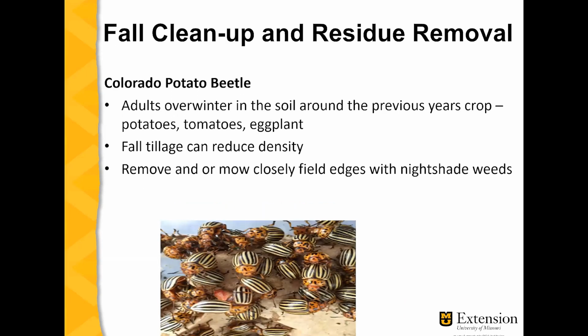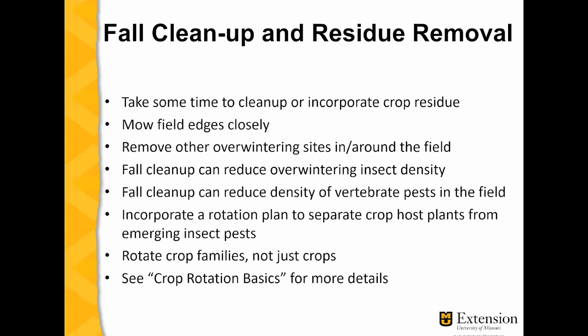Colorado potato beetles, a common pest of potatoes, tomatoes, and eggplant, overwinter in the soil around the base of the previous year's crops. Fall tillage can reduce the density by exposing these insects to cold weather and bringing them up out of the soil. It's also important to remove and/or mow closely our field edges that may contain nightshade weeds in this plant family.